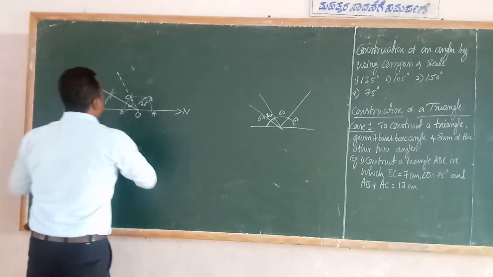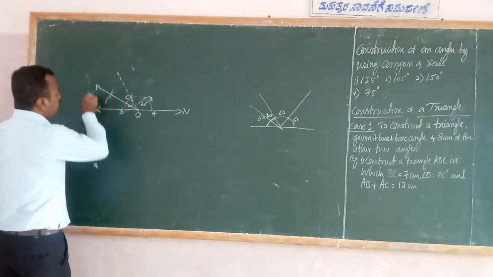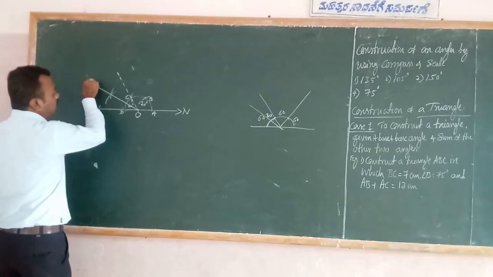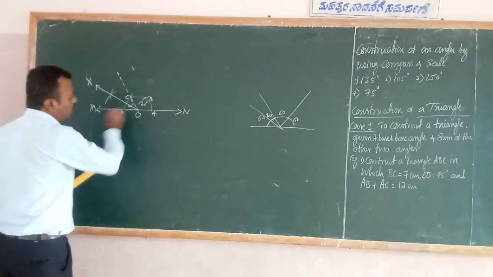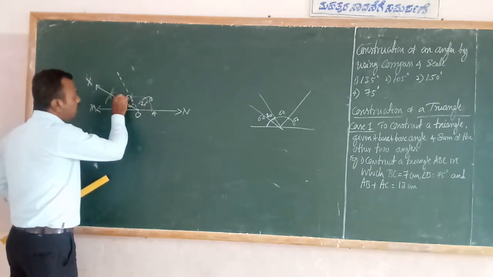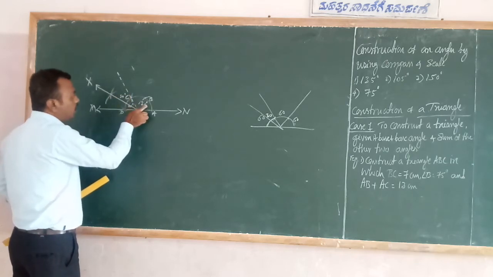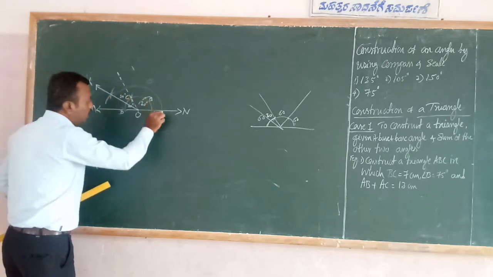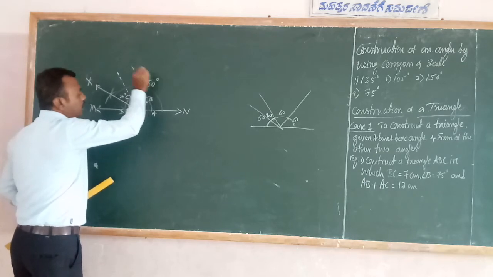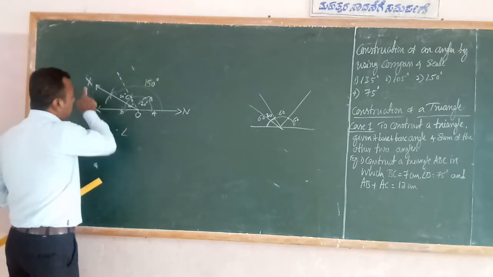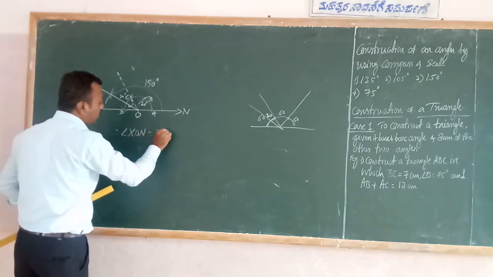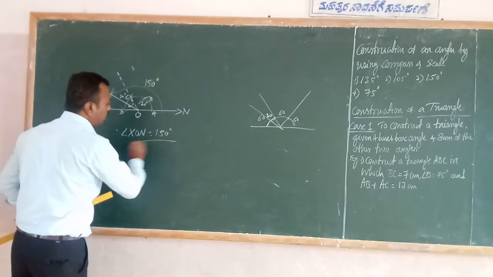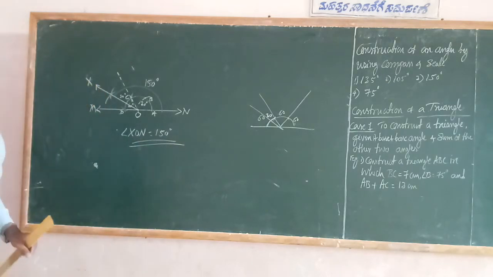Yes, so this is that, I will call it X. O N, this is 150 degree, because this is 120 degree, and this angle is 30 degree. So 120 plus 30, how much does it become? 150 degree. Yes, okay, therefore in triangle XON, angle XON is equal to 150 degree. I understood how to construct the 150 degree.